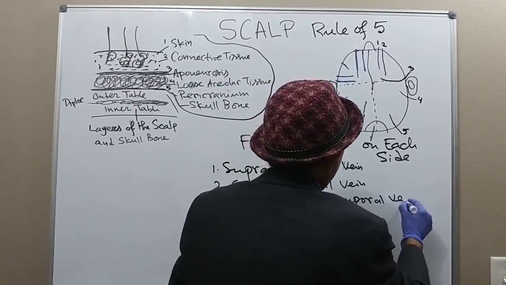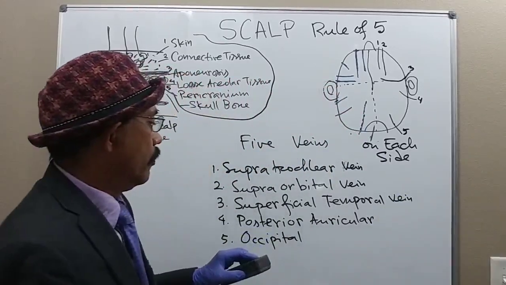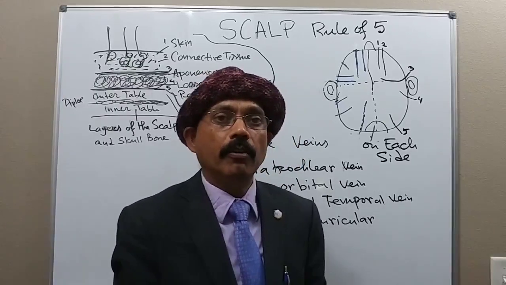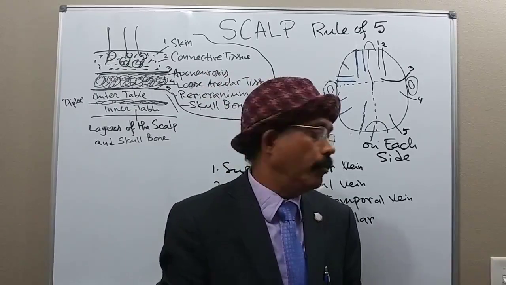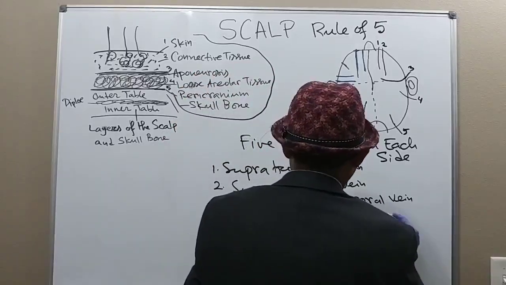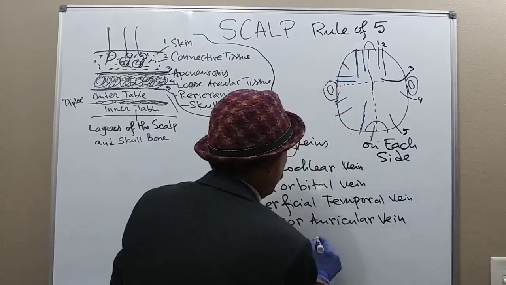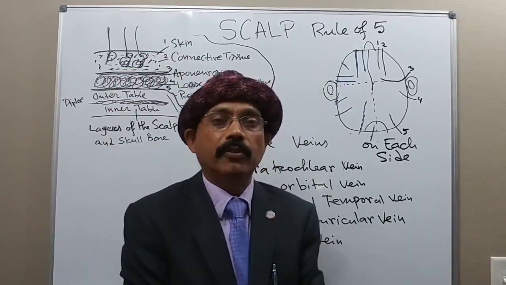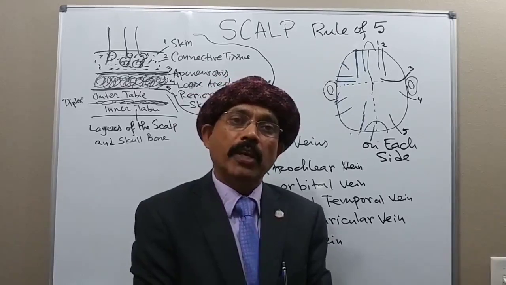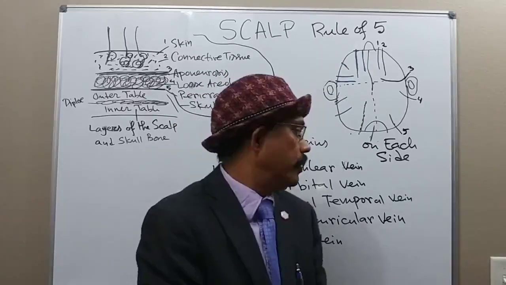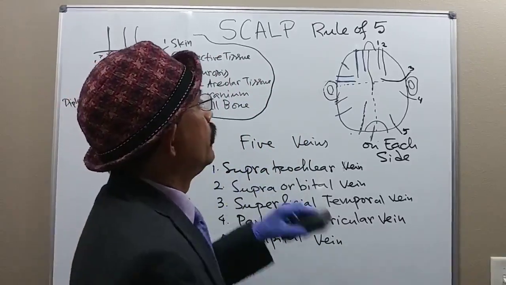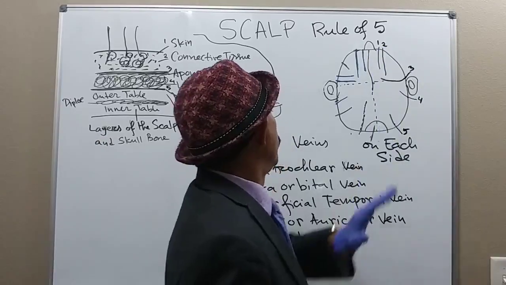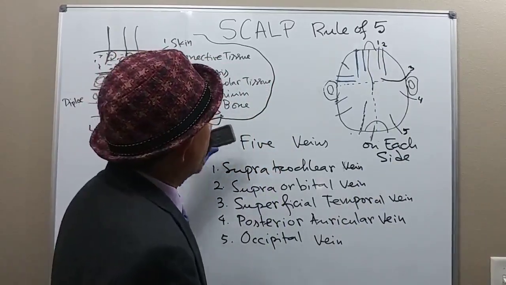The posterior auricular vein will unite with the posterior division of the retromandibular vein to form the external jugular vein. And the occipital vein may end up in the suboccipital venous plexus, and it may enter into the internal jugular vein. Okay, we got the veins. So, rule of 5, venous drainage for a half, 5 veins. Now we'll go to the nerves.